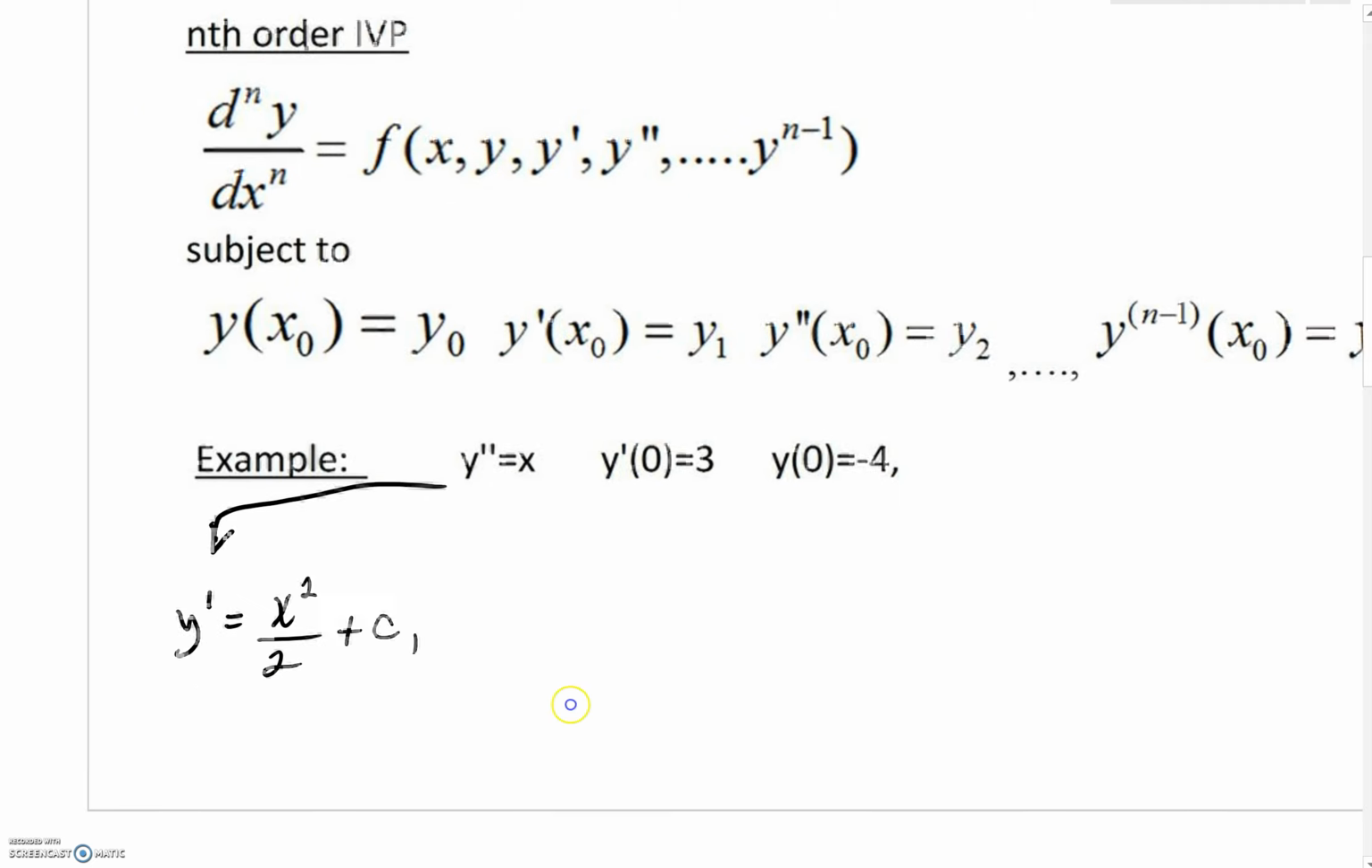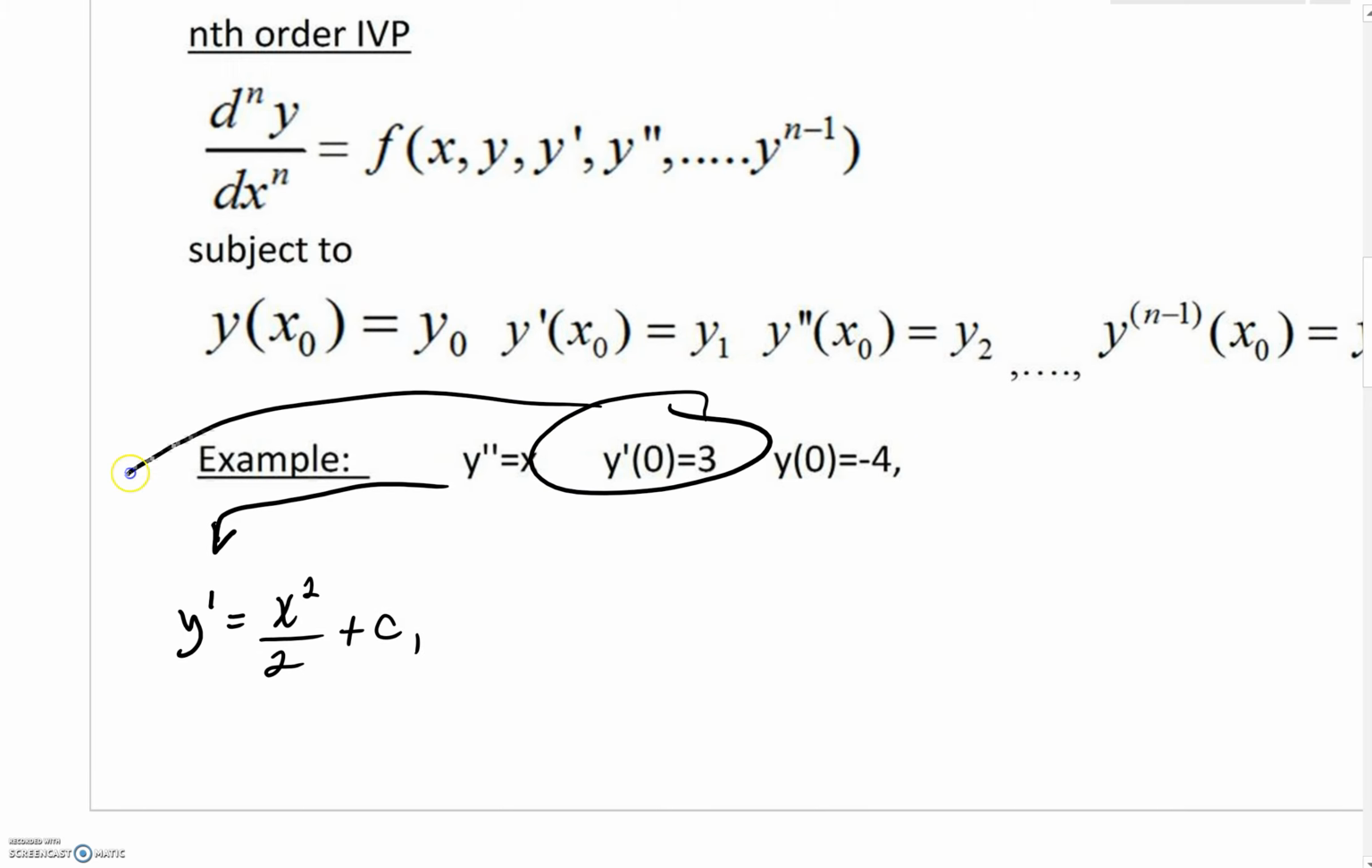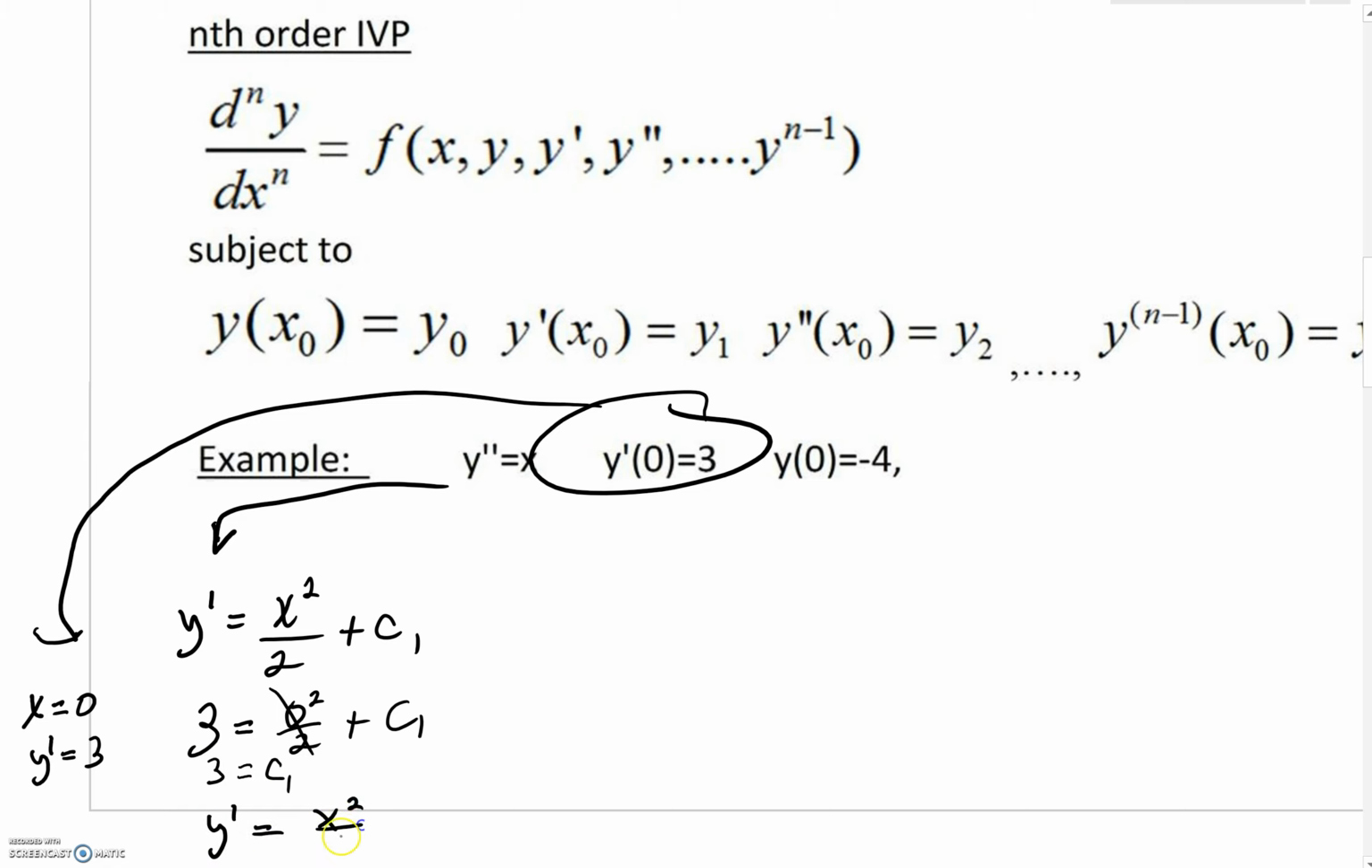Now, off to the side, I do want to call your attention to this initial condition. It means that when x is equal to 0, y prime will equal 3. So I'm going to let 3 go in for y prime. Here's 0 squared over 2 plus C1. You can pretty much see immediately that C1 is going to equal 3. What does that really tell you? It tells you that your first derivative is x squared over 2 plus 3.